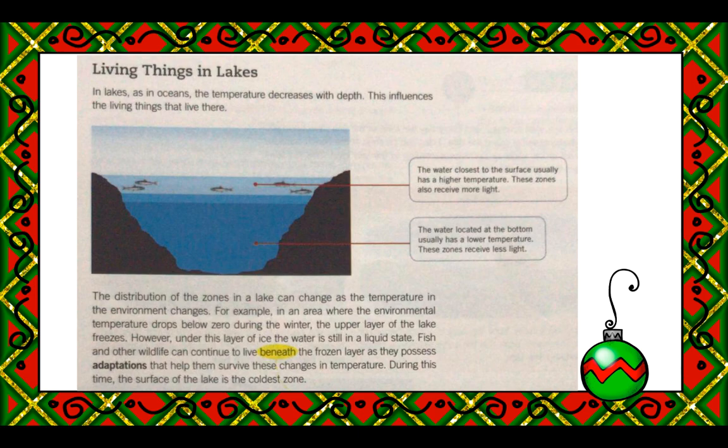The distribution of the zones in a lake can change as the temperature in the environment changes. For example, in an area where the environmental temperature drops below zero during the winter, the upper layer of the lake freezes. However, under this layer of ice, the water is still in a liquid state. Fish and other wildlife can continue to live beneath the frozen layer as they possess adaptations that help them survive these changes in temperature. During this time, the surface of the lake is the coldest zone.